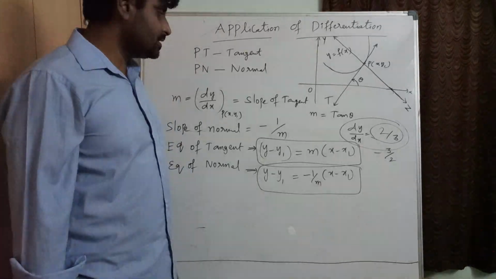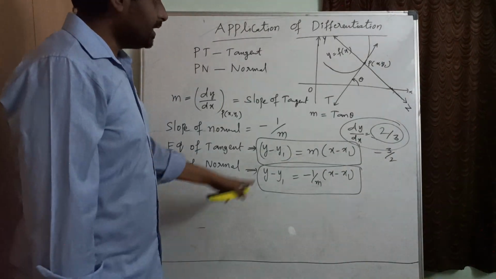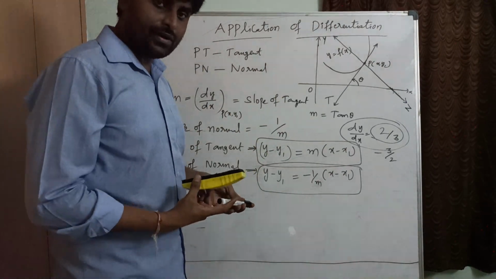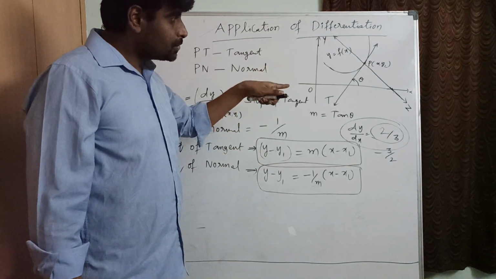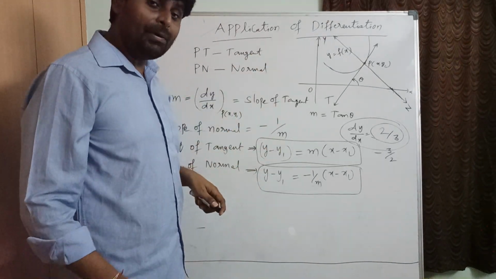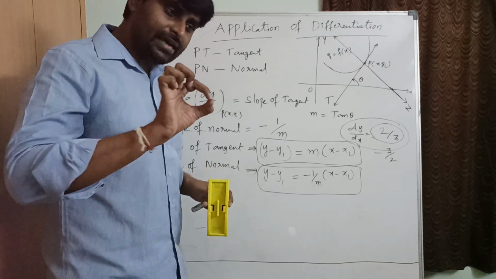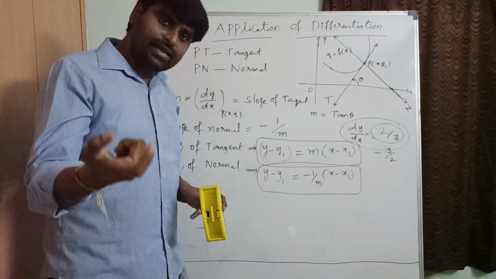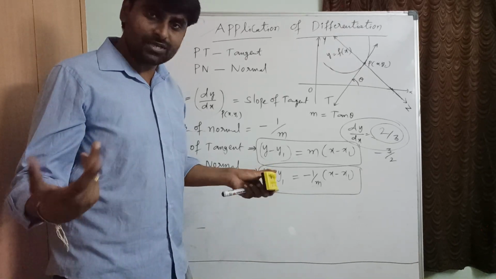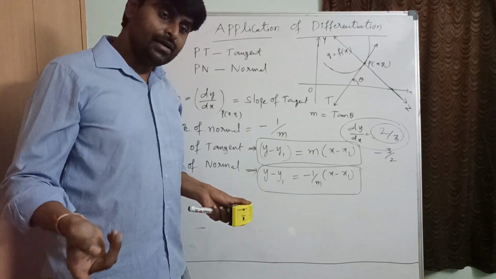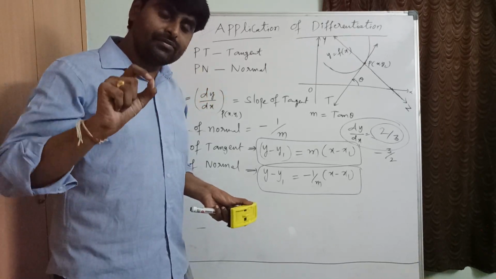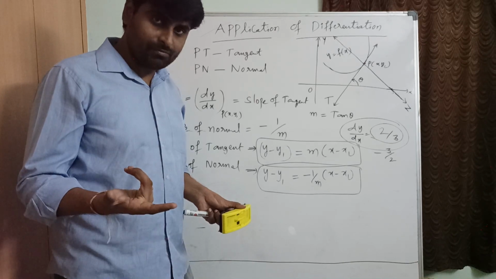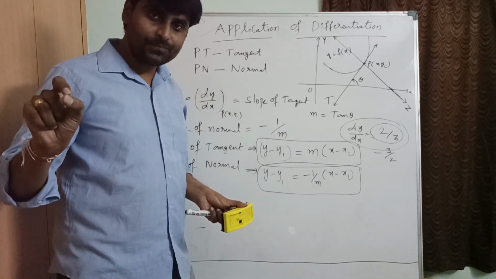So this concept is very easy. In this, some points are there which are very important to remember. For example, the tangent is parallel to x-axis. Whenever one line is parallel to another line, what is the condition? Slopes are equal, correct? Similarly, whenever the tangent of a given curve is parallel to x-axis, that means the slope will be 0, because the slope of x-axis is 0, correct?